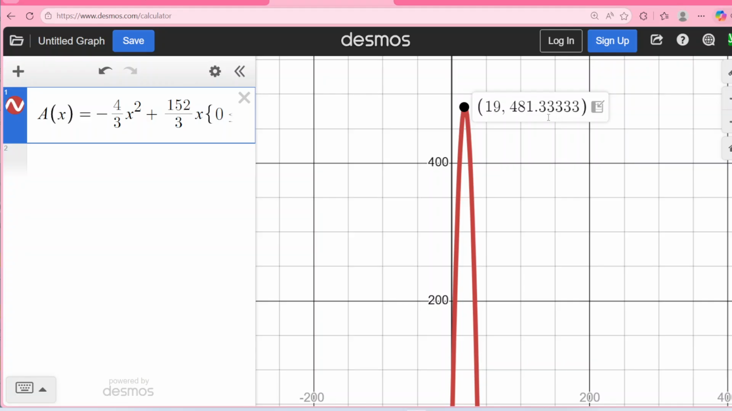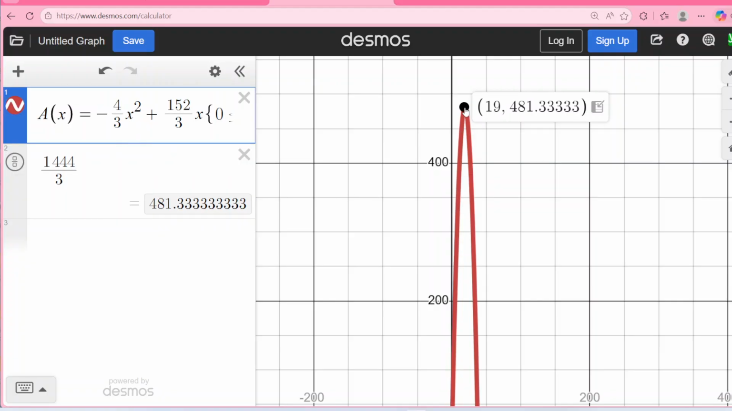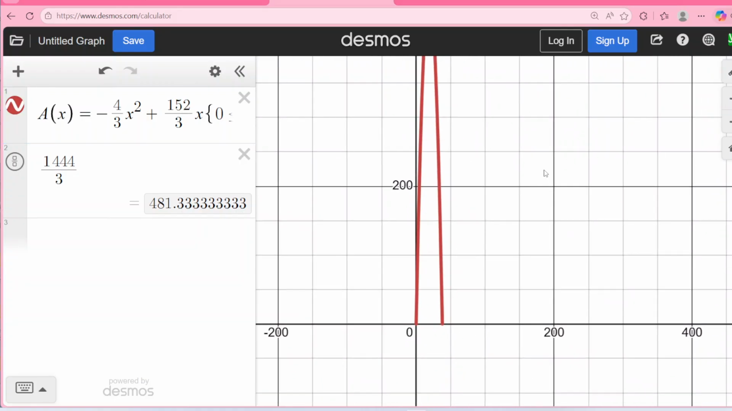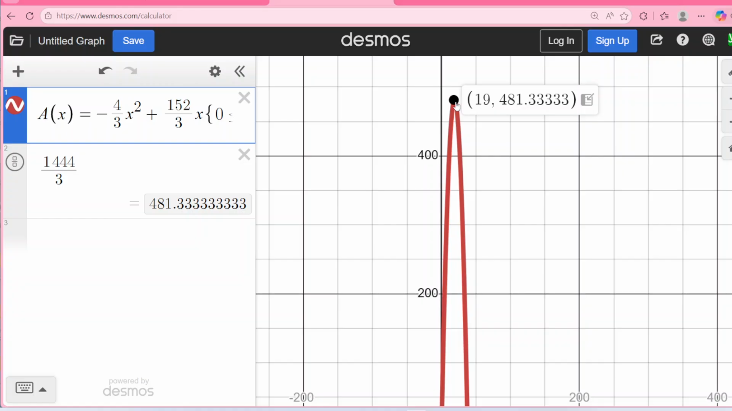481.33333. So if I was rounding to 2 decimal places, right, I'll put 481.33, rounded to the nearest hundredth. But if you look at what we put on the paper, 1444 divided by 3, that's the same value. That is this highest value here. And as I said, on the left end, you got 0, 0, right end, you got 38, 0. But the maximum area is this 481.333... .33 square feet or 1444 thirds square feet.